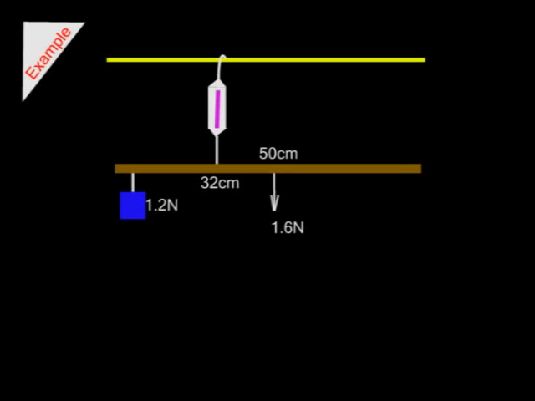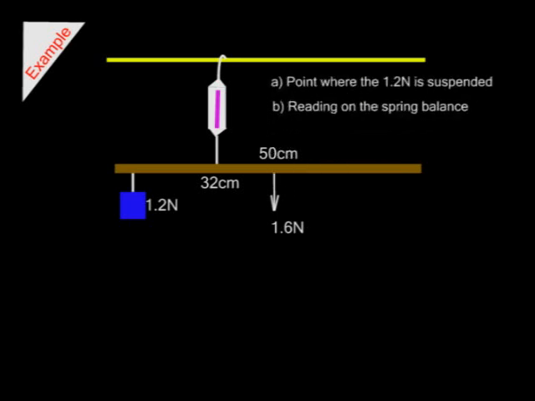Meanwhile, let us take an example. Now on your screen is a uniform meter rule of weight 1.6 newtons supported by a spring balance at the 32 centimeter mark. The meter rule is balanced horizontally by a 1.2 newton weight suspended as shown on your screen. Now you need to find two things, that is the point where the 1.2 newton is suspended, and secondly the reading on the spring balance.